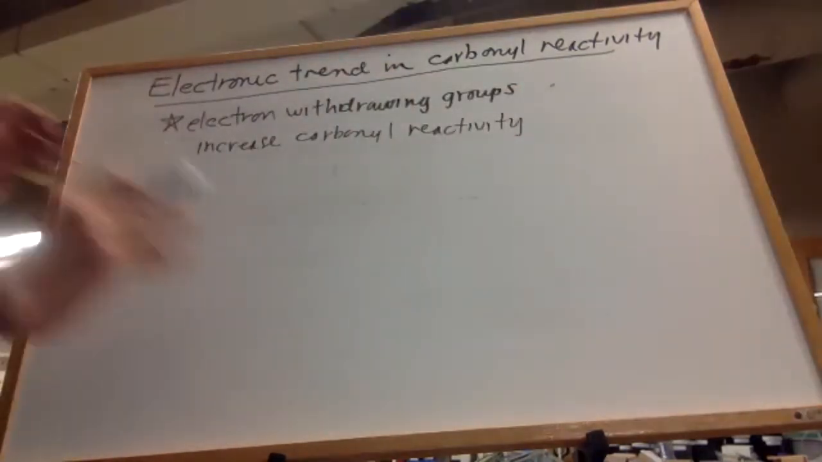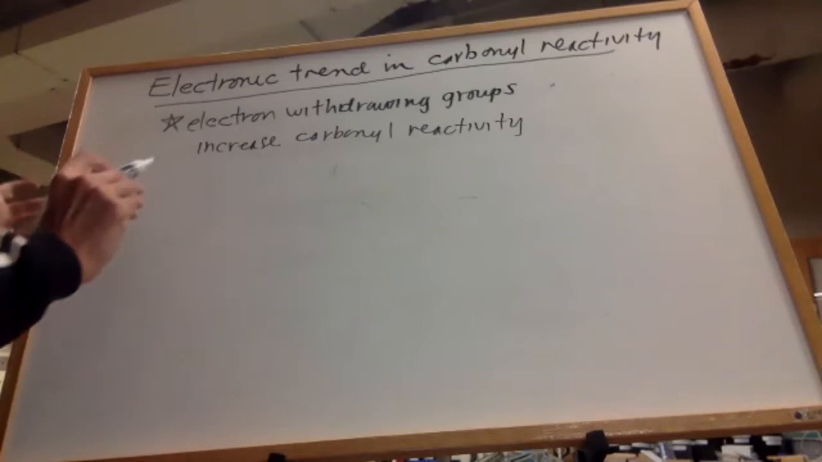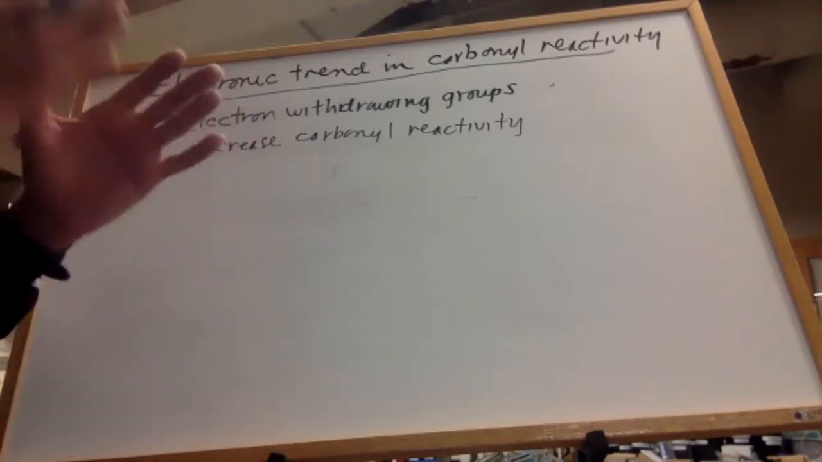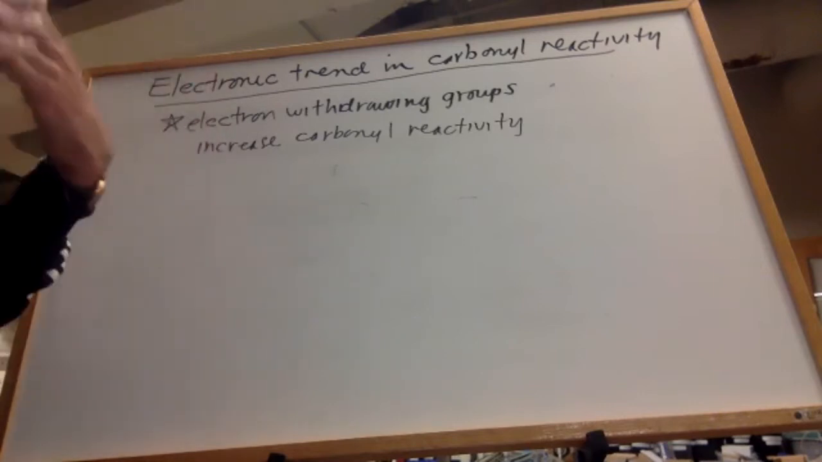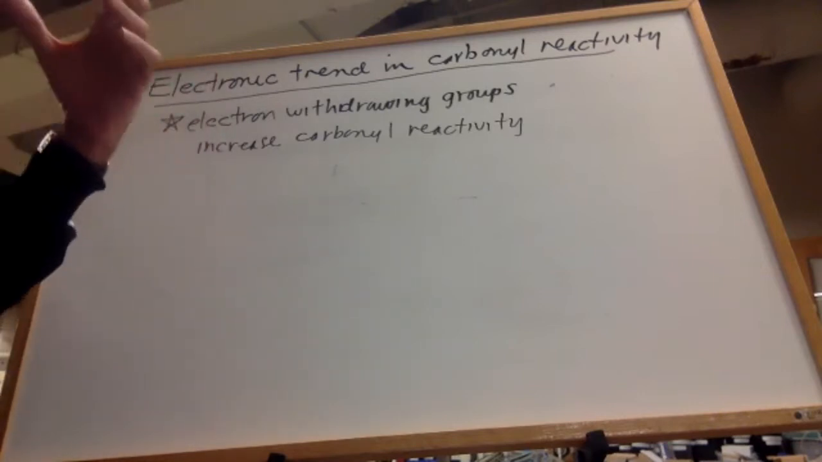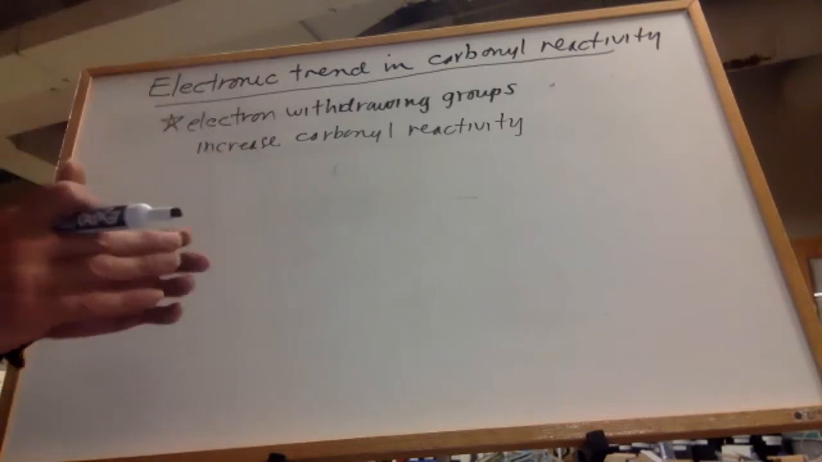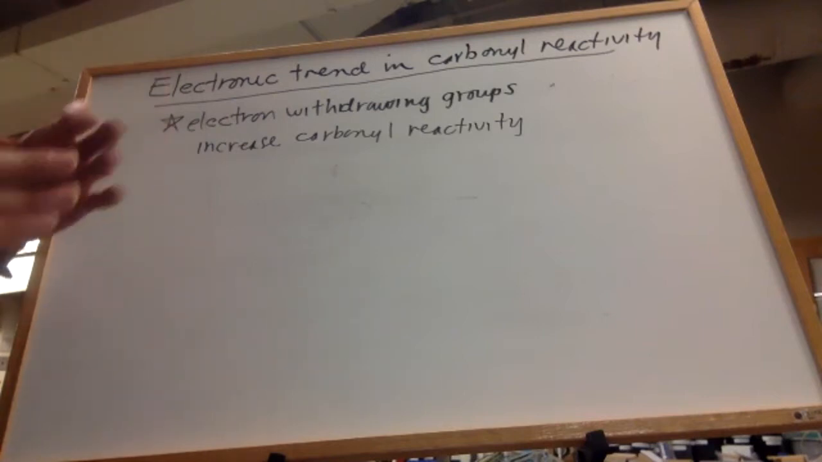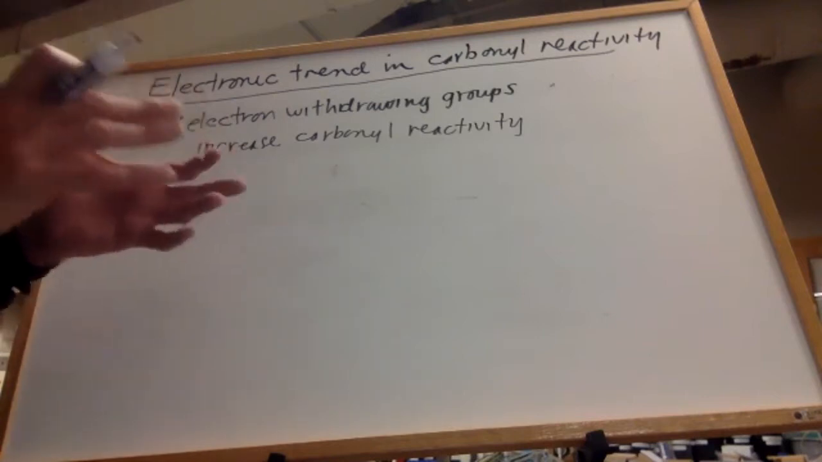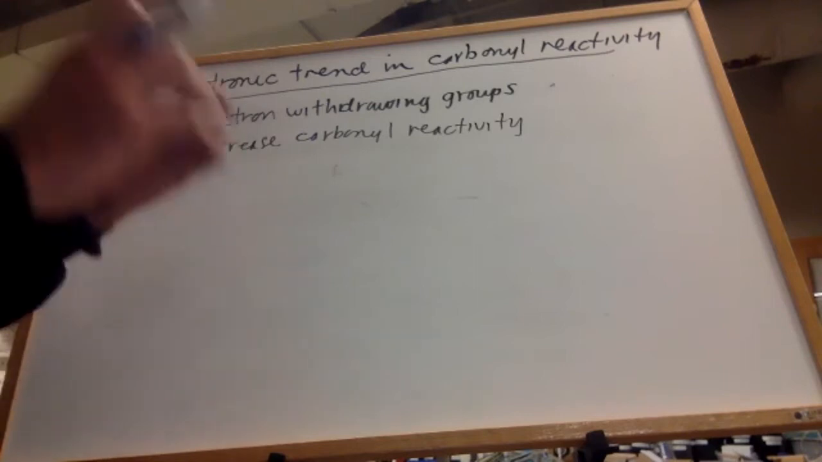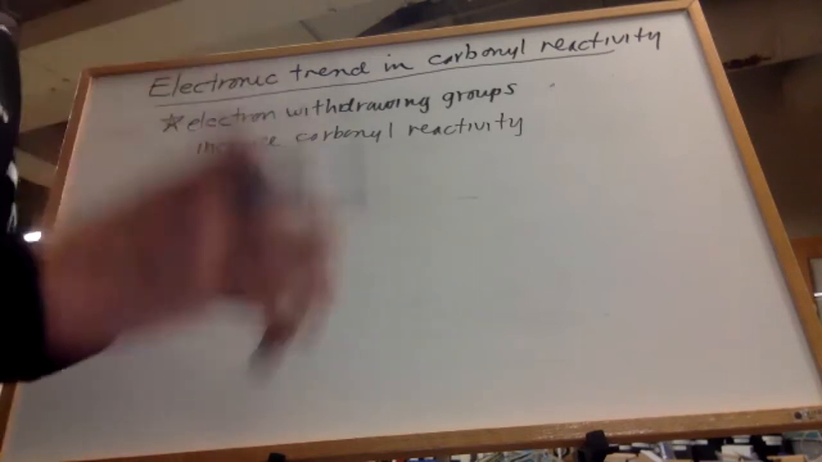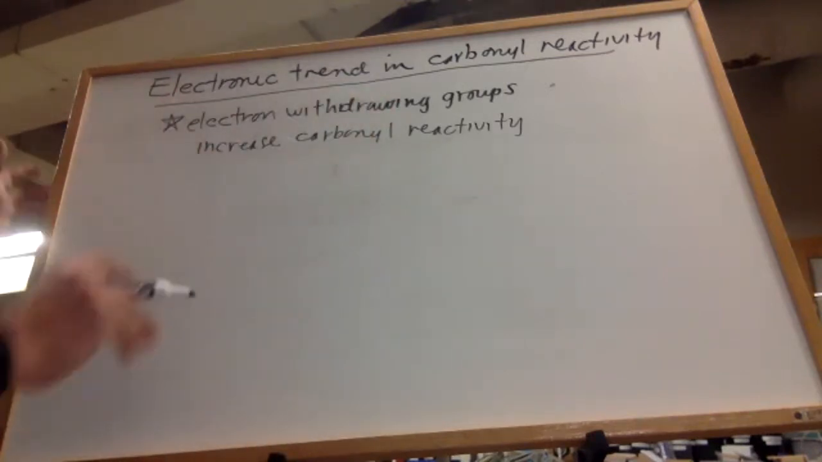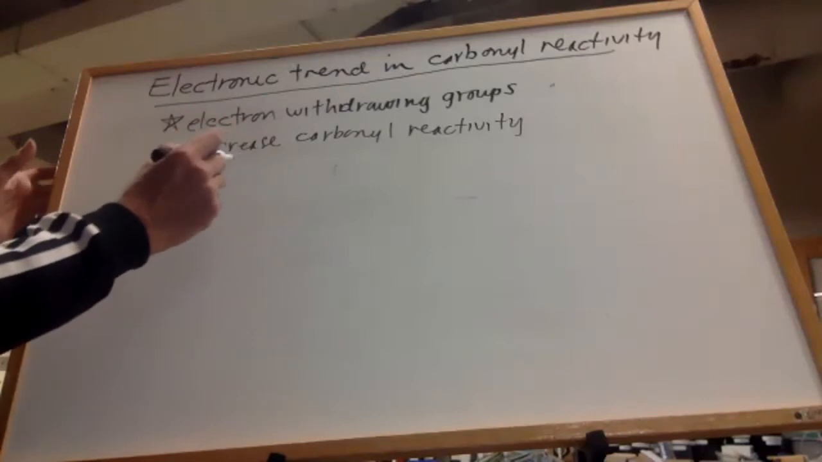Okay, and this should make sense because the carbonyl carbon undergoes attack by a nucleophile because it has that partial positive charge. It has that oxygen atom sucking electrons away from it. Anything on the molecule that is going to suck more electron density away from the carbonyl is going to make the carbonyl even more reactive. So electron withdrawing groups increase the carbonyl reactivity.